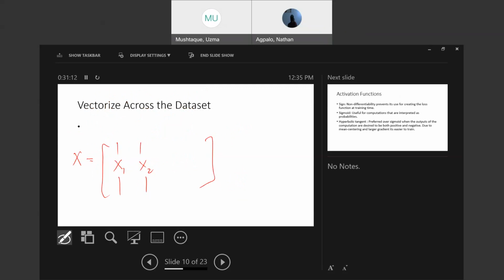But again, remember that all these equations are for one data point, and then you have to repeat it for all of them. Other questions, doubts?